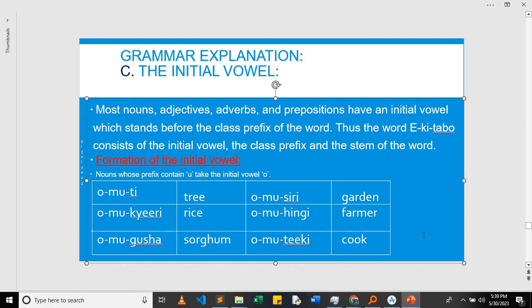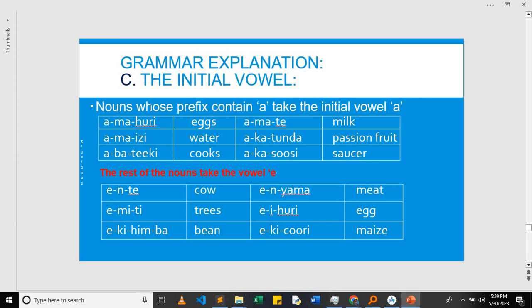Okay. So most words in Runyankole that you see beginning with O, it's because they have u within them. Then we have nouns whose prefix contain a, they take the vowel a. We have amahuri, those are eggs. It's because of this a.